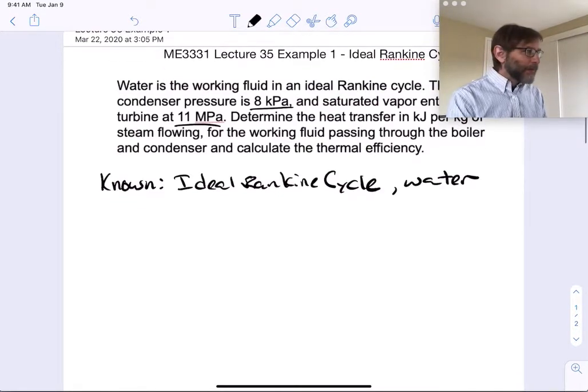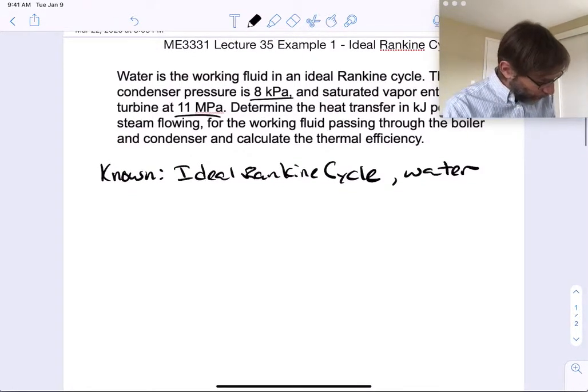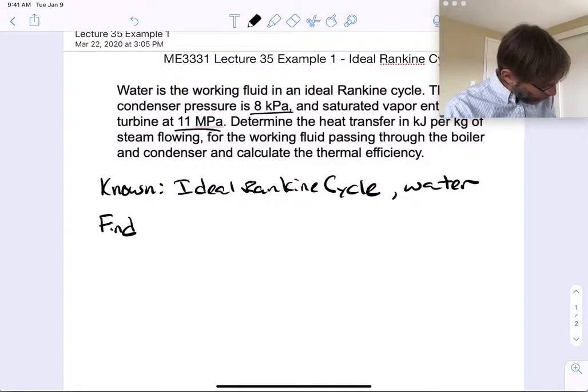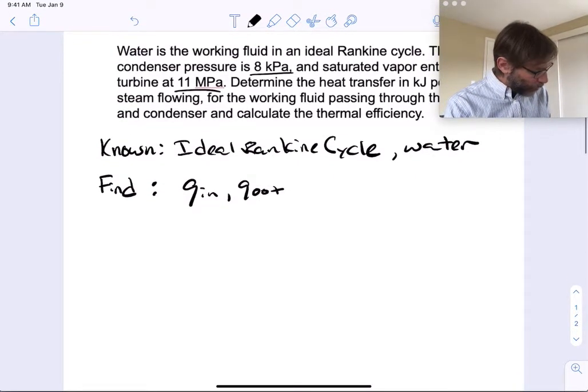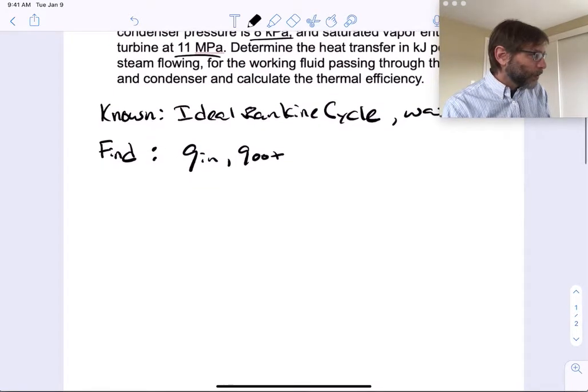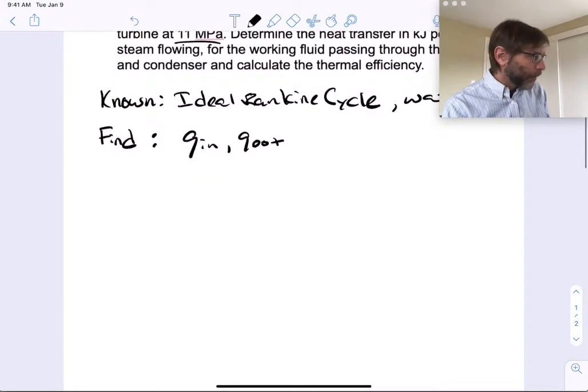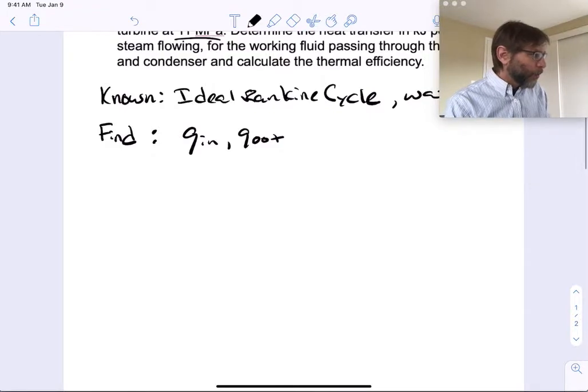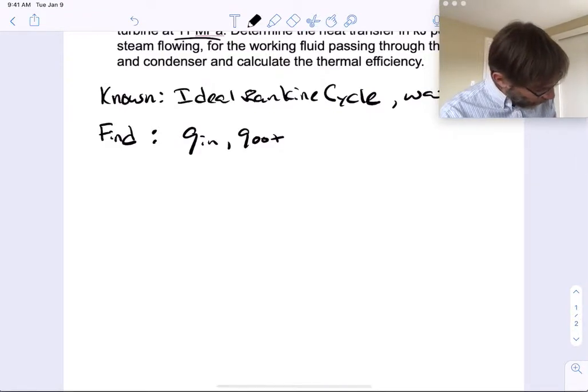Isn't that amazing? Okay, so known, we have to find: determine the heat transfer for the working fluid passing through the boiler and condenser. So we want to find Q in and Q out, Q condenser, Q boiler. Those are the things we need to find, per kilogram of steam. Okay, so we are going to just run through the analysis here.